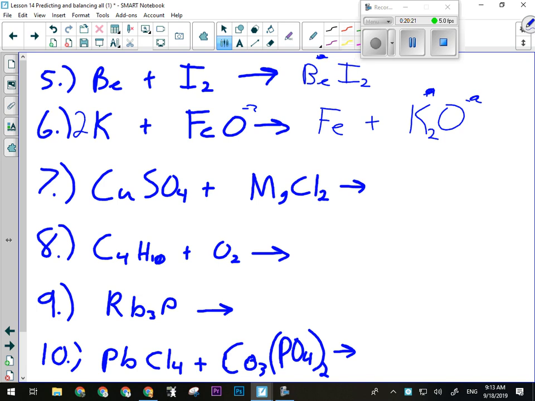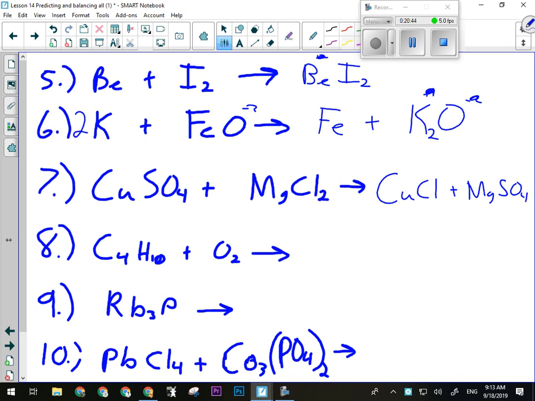How many people have done 7? Okay, let's go to that one too. All right, so we've got CuSO4, copper(II) sulfate, reacting with magnesium chloride. That's a double replacement. So what am I going to do with copper and magnesium? Switch them. So copper ends up with chlorine, and magnesium ends up with sulfate.